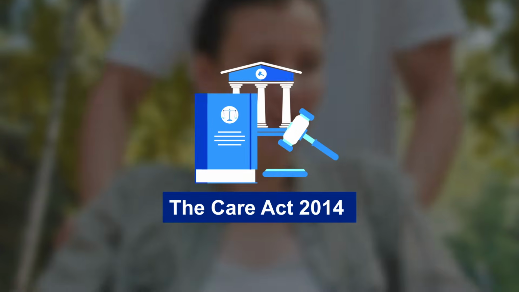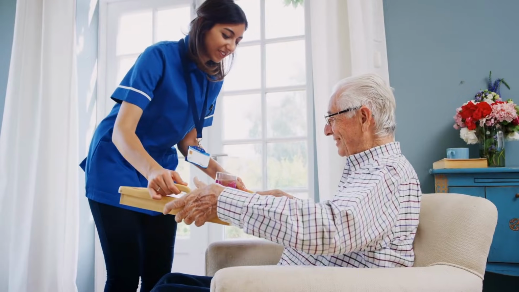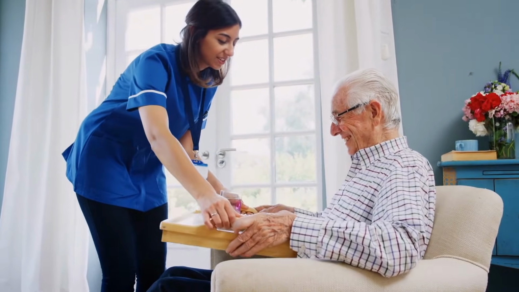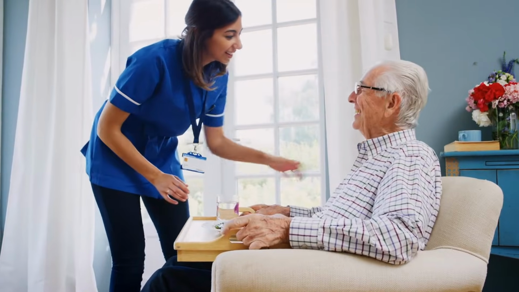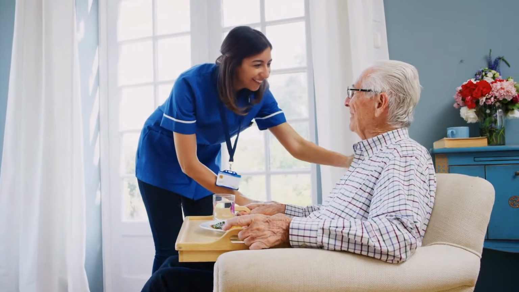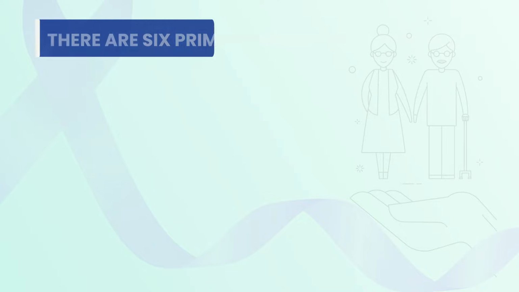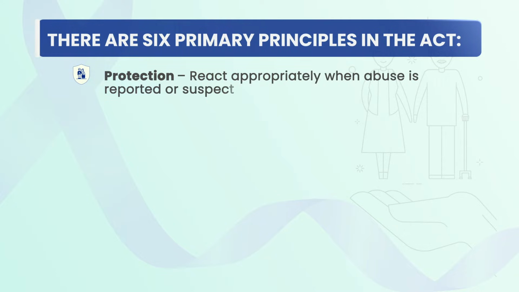Still, for guidance, the UK has the Care Act 2014 in place to provide a legal framework for protecting vulnerable adults, which assists local authorities in understanding their duties in this area. There are 6 primary principles in the Act. Protection. React appropriately when abuse is reported or suspected.